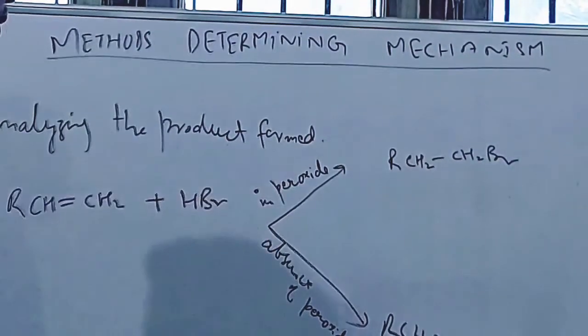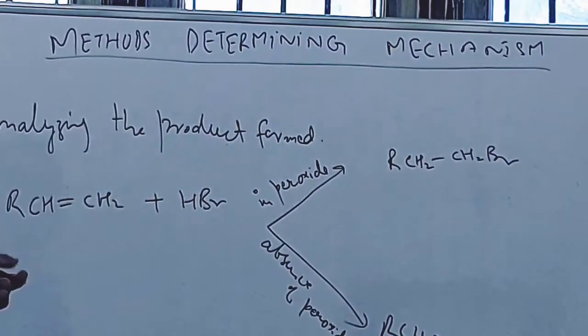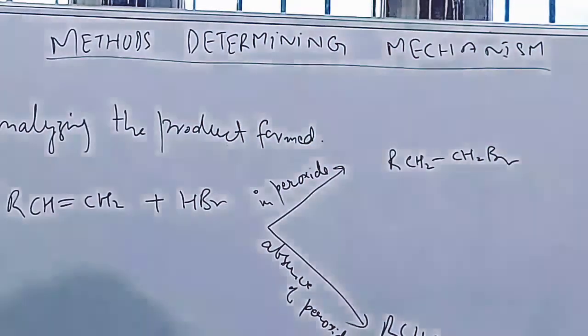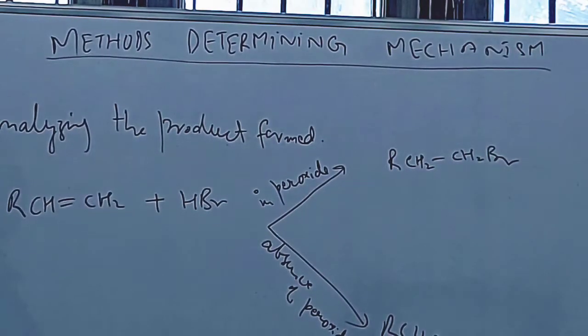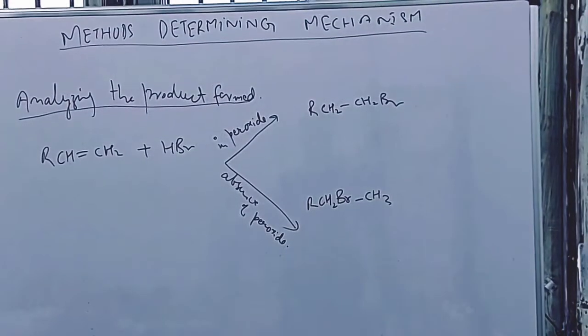Thus we can see that there are two different outcomes for this particular reaction, and if we analyze this product, we can get to know what kind of mechanism was followed by this particular reaction.